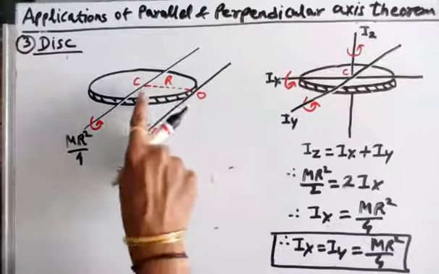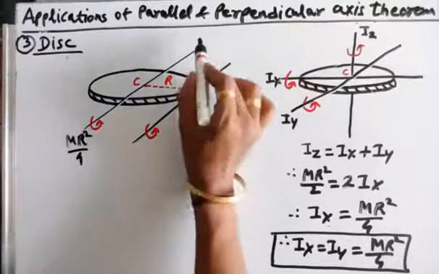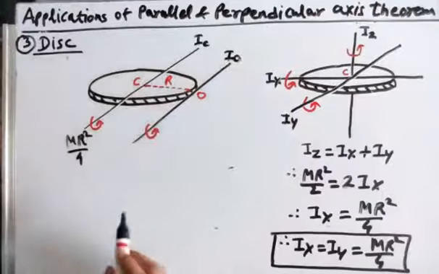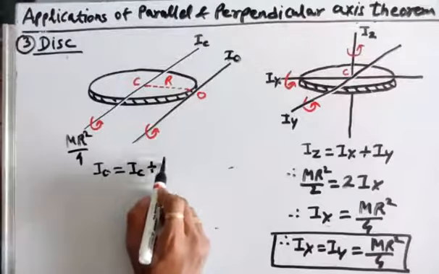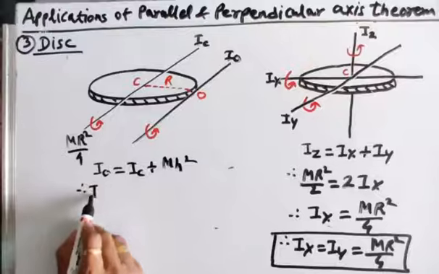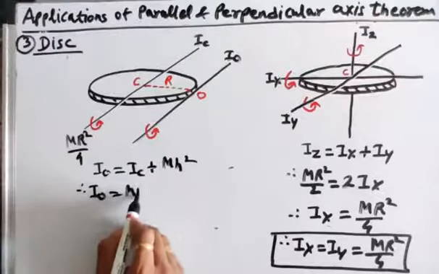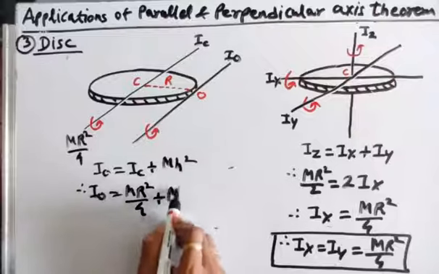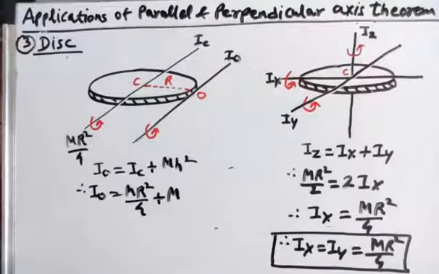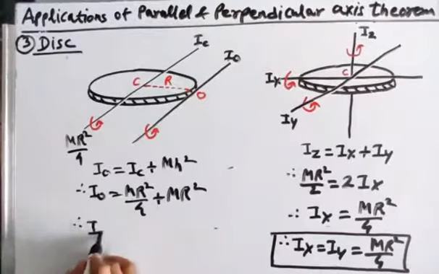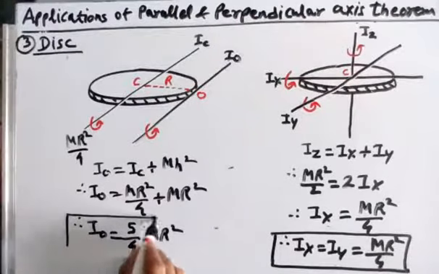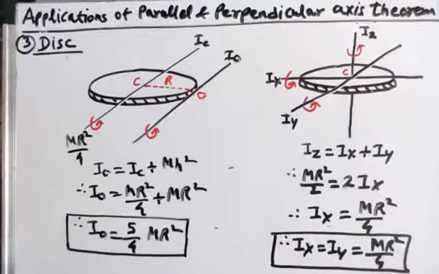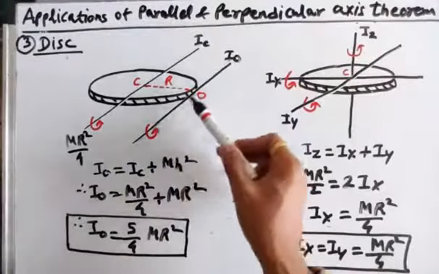Now we can clearly see these two axes are parallel to each other, so we can assume this as Ic and this as Io. So according to the parallel axis theorem, we can write Io is equal to Ic plus mh square. Therefore, Io is equal to Ic, this is nothing but mr square upon 4, plus mh square, where h is the perpendicular distance between the two parallel axes, which is r, so this is r square. Therefore, we are going to get Io is equal to 5 upon 4 mr square.